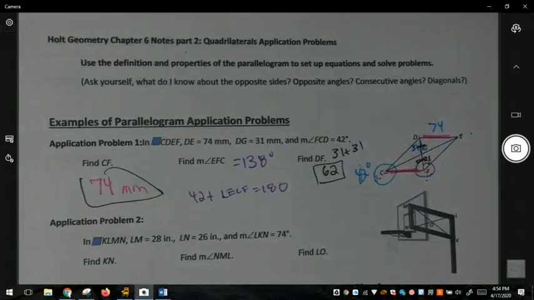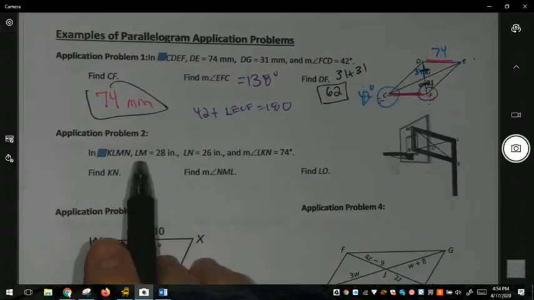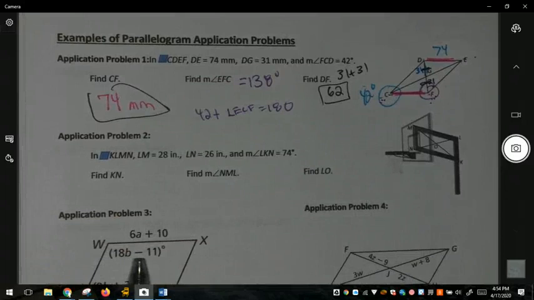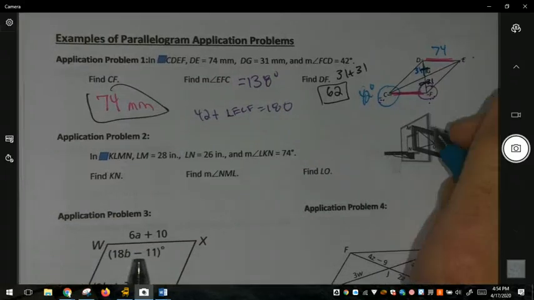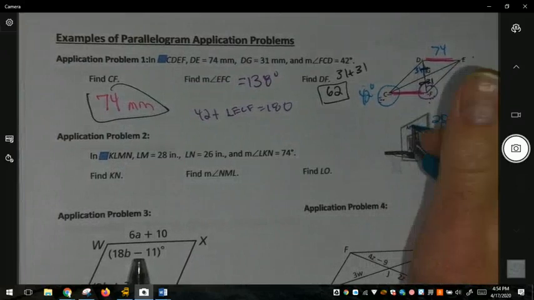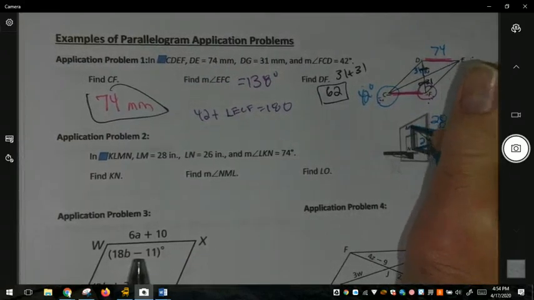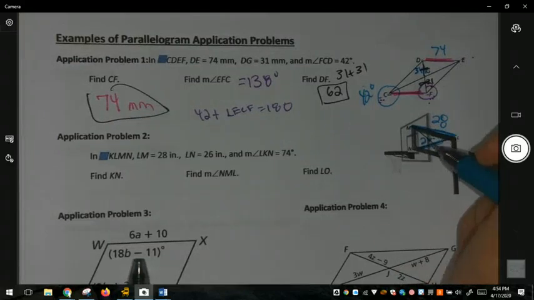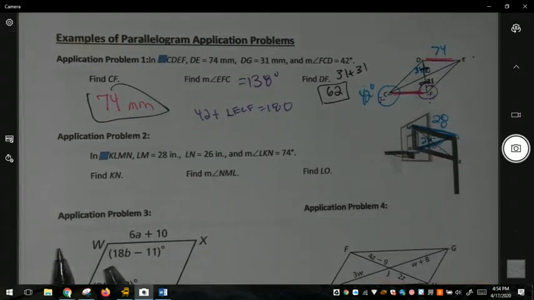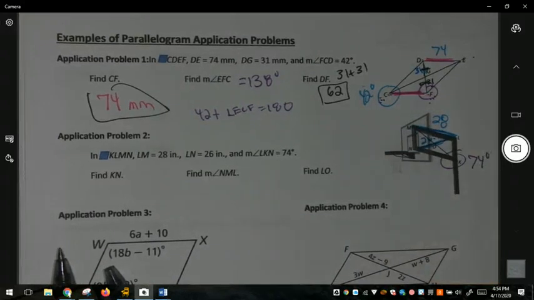Application problem 2 for parallelograms. Parallelogram KLMN is given with the following lengths. LM is 28 inches. LN, which is a diagonal, is 26 inches. And angle LKN, the whole angle, is 74 degrees.